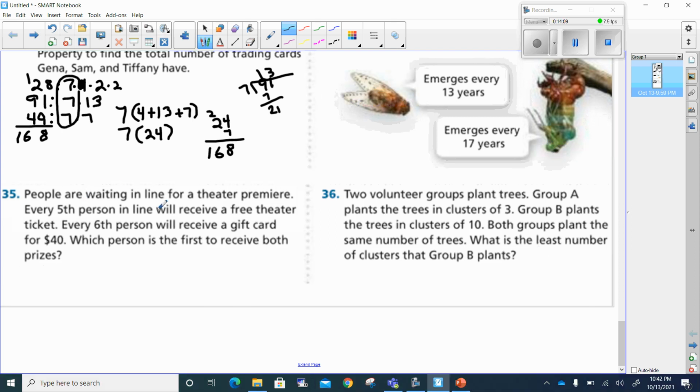All right, number 35, people are waiting in line for the theater premiere. Every 5th person in line will receive a free theater ticket. Every 6th person in line will receive a gift card for $40. Which person is the first to receive both?